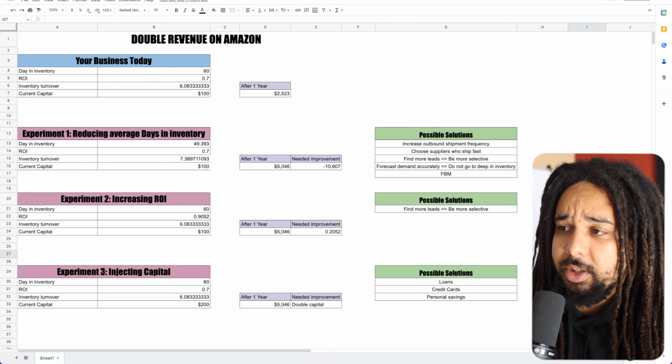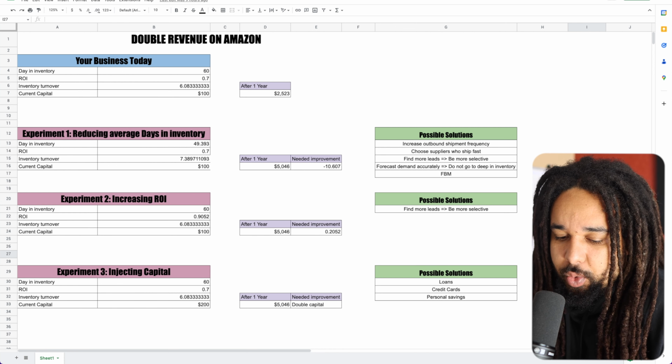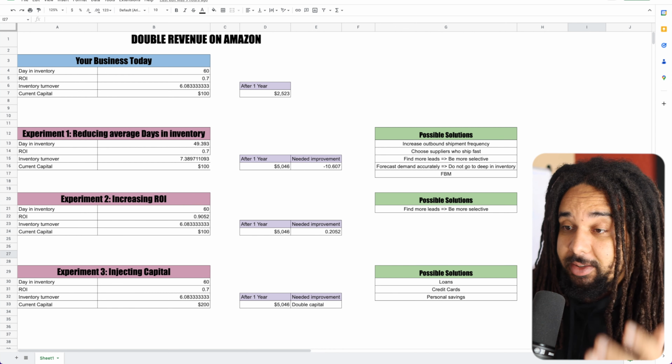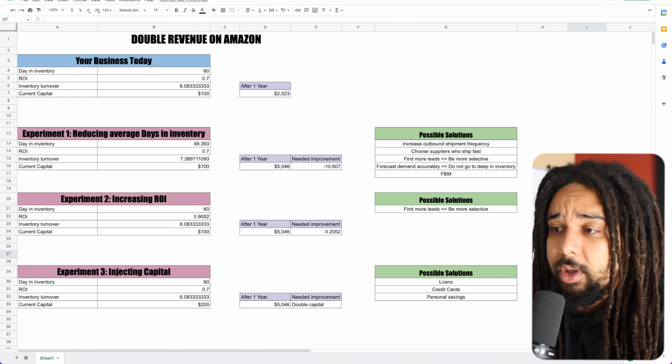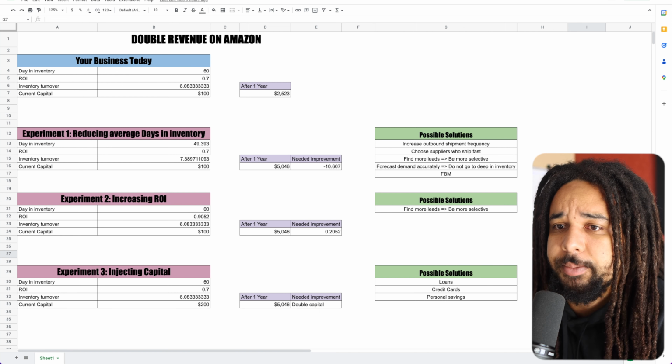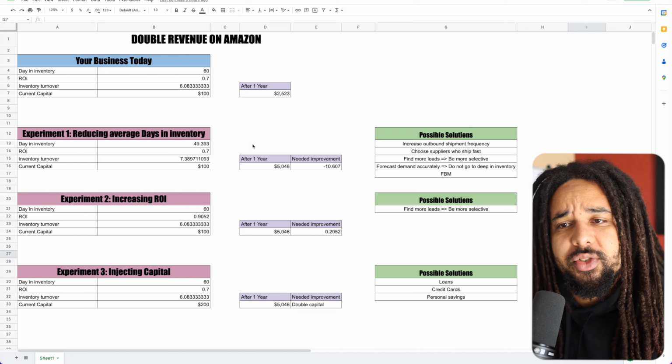But of course, loans and credit are always a solution if capital is your bottleneck, like if you want to increase your capital to increase your revenue, right? But it's not the only thing that you can do. A lot of people think that's the only thing that they can do, but I already told you that it's not. So there's two other things that you can do.